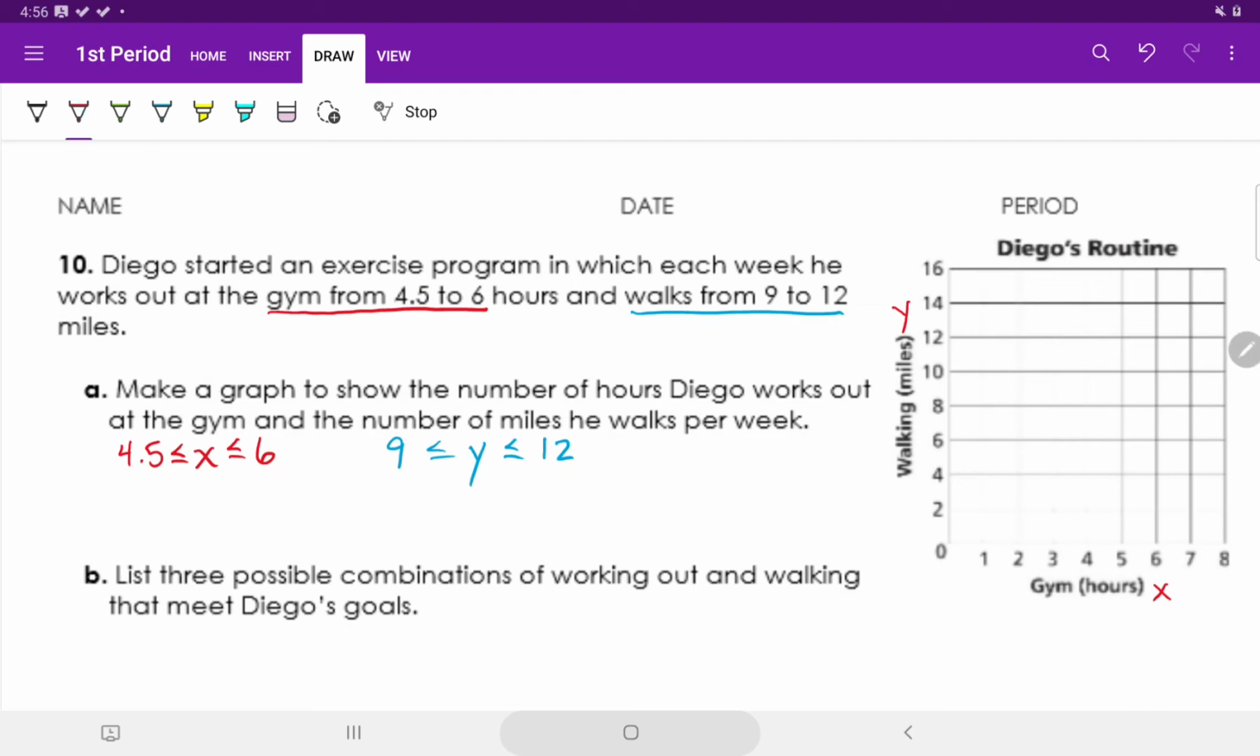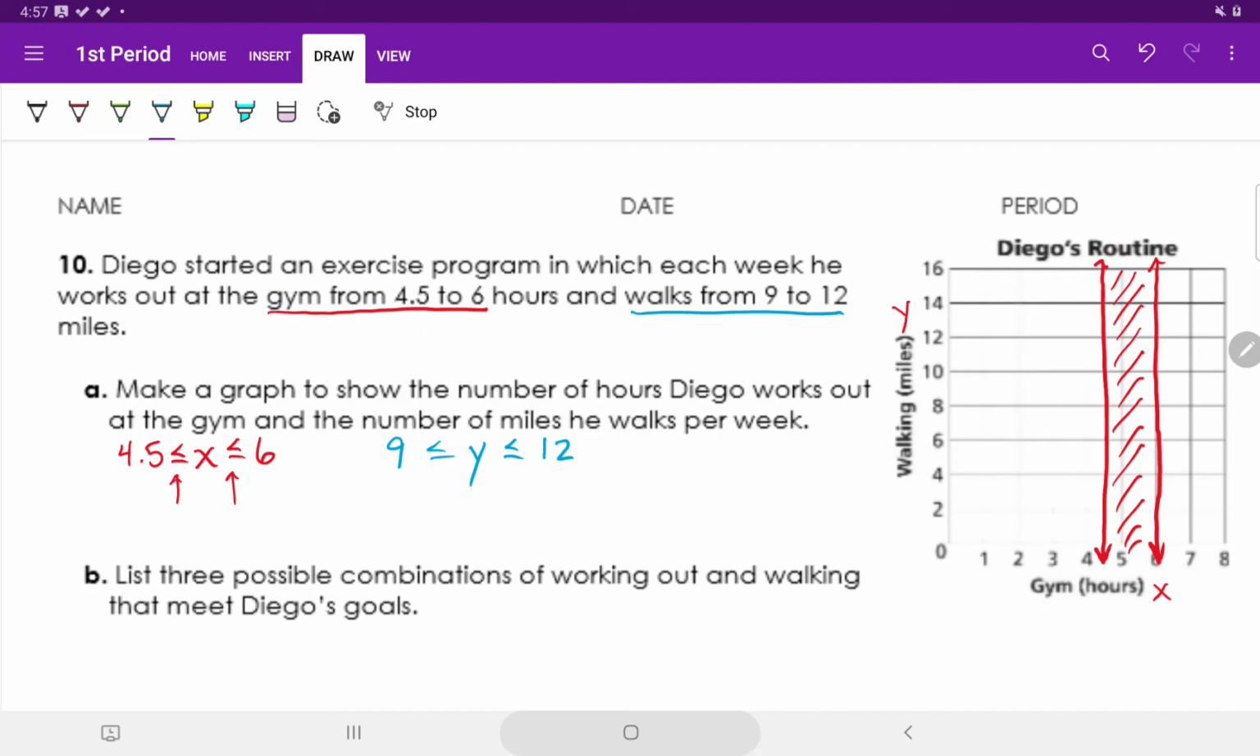For our X values, we have to be in between 4.5, that would be here, and 6, which would be here. Notice I'm using solid lines. My lines are solid because there's an equal to component on both of my inequalities. Since X has to be in between these two values, we shade right here in between.